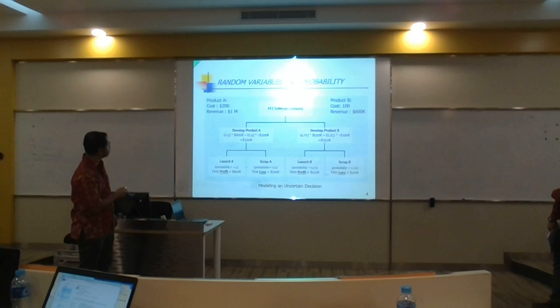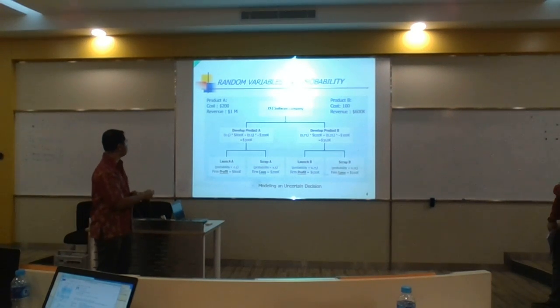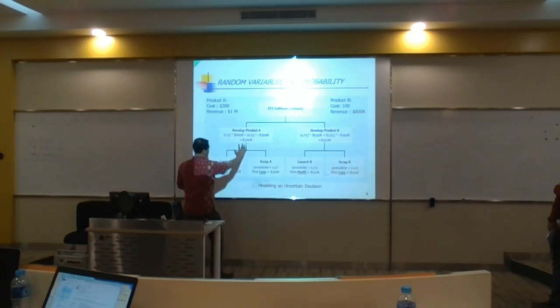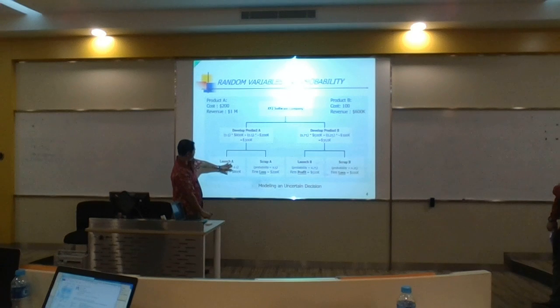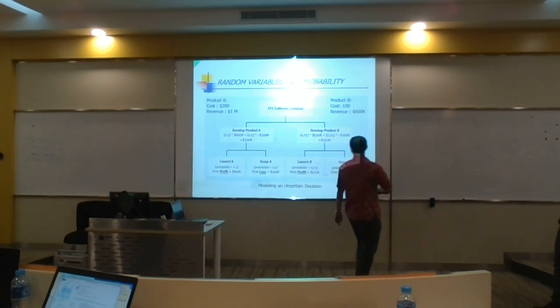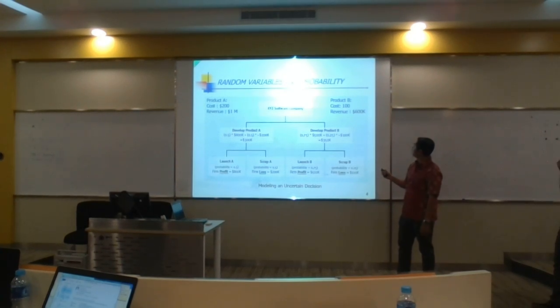Then the 50% from cost will be the probability of loss, and then we add the product's about 200K. But there is some probability that product A will profit 100K and lose 200K. The second product is product B. The cost is 100 and the revenue is 600K.